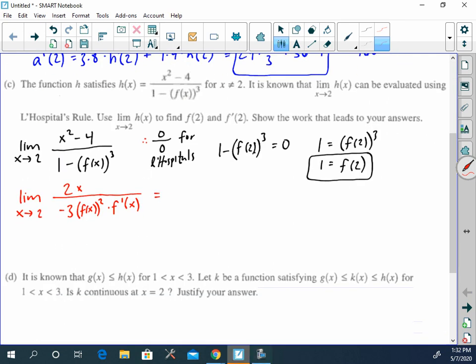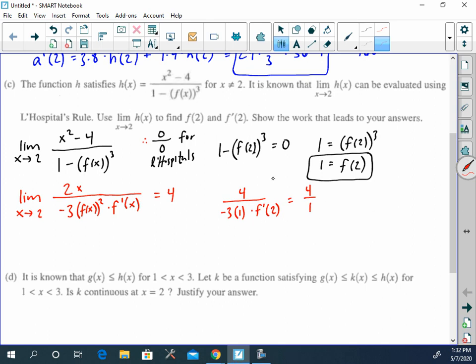And if we plug in 2 for my x's, in the numerator, I'm going to have 4. In the denominator, I'm going to have negative 3 times f of 2 squared. And f of 2 is 1, so 1 squared would just be 1. And then times f prime at 2. And this should equal, I'm going to say 4 over 1, and then I can cross multiply. You could just have it equal 4 and multiply this piece over, however you want to think about it.